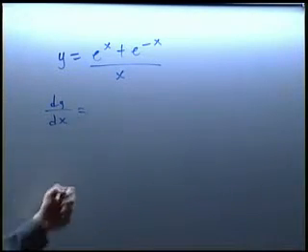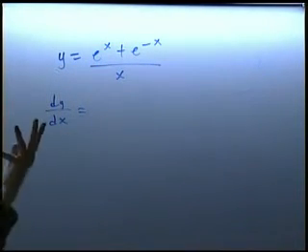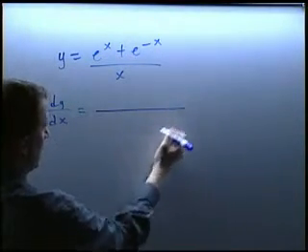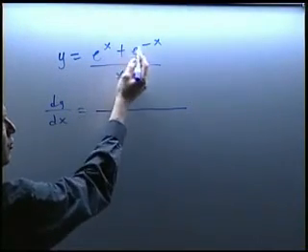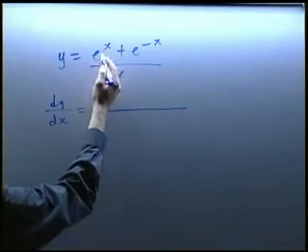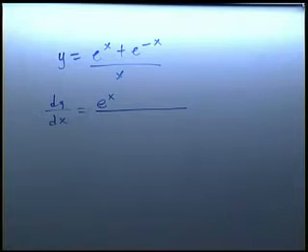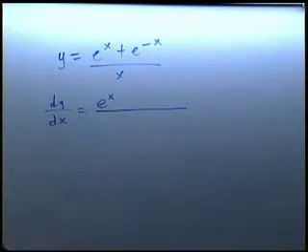As I go through the quotient rule, I may have to remember some of these rules we talked about for the derivative of e to the x. So what does the quotient rule tell me? What do I start with? The derivative of the numerator. So I need to start by taking the derivative of the numerator. What's the derivative of e to the x? E to the x. What is the derivative of e to the negative x? E to the negative x.